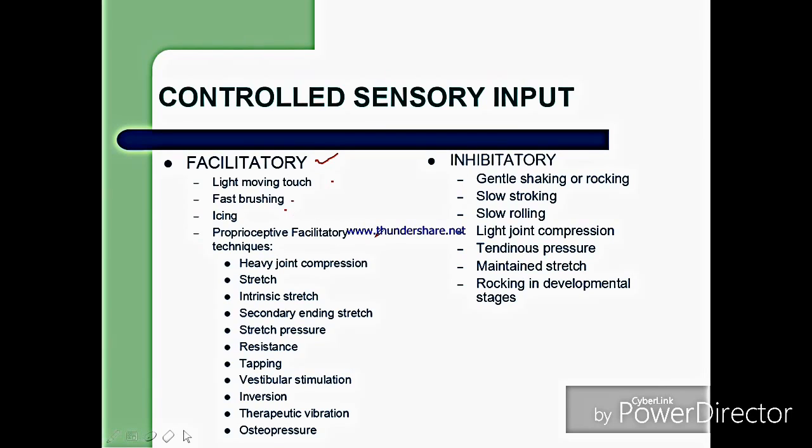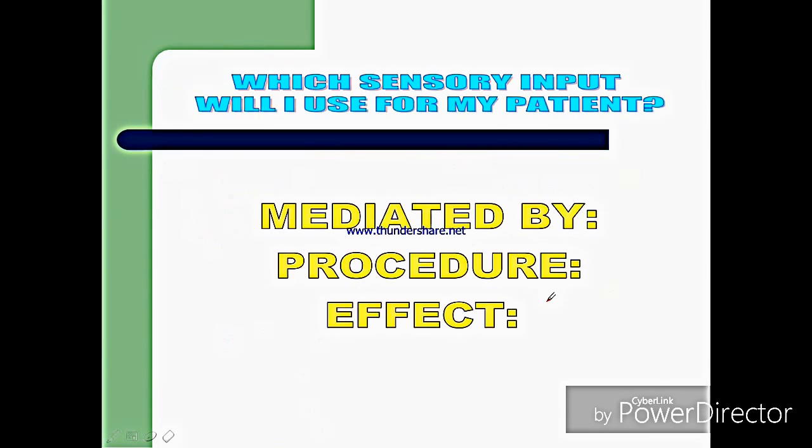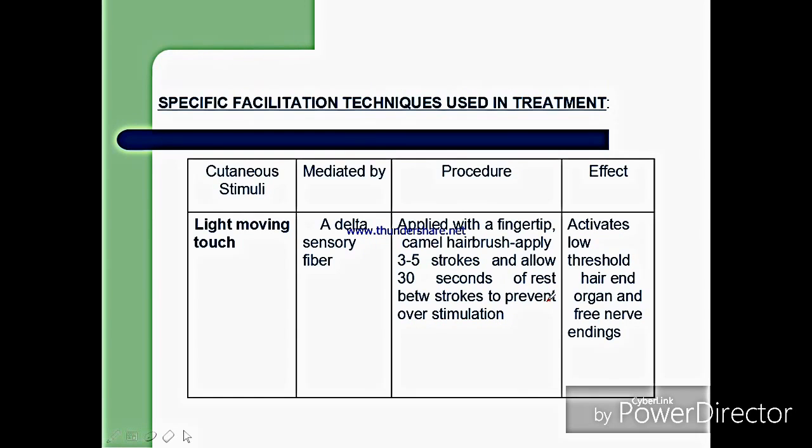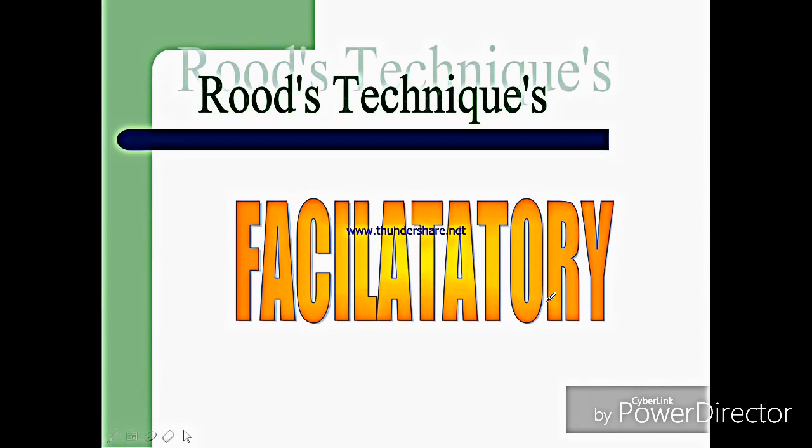Proprioceptive facilitatory techniques include heavy joint compression, stretch, which includes intensive stretch, secondary ending stretch, stretch pressure. Then come resistance, tapping, vestibular stimulation. Other facilitatory techniques are also there. Then I will list down some inhibitory techniques like gentle shaking or rocking, slow stroking, slow rolling, light joint compression, tendon pressure, maintained stretch and rocking in developmental stages. In this lecture I will just describe a few of the facilitatory and inhibitory techniques.